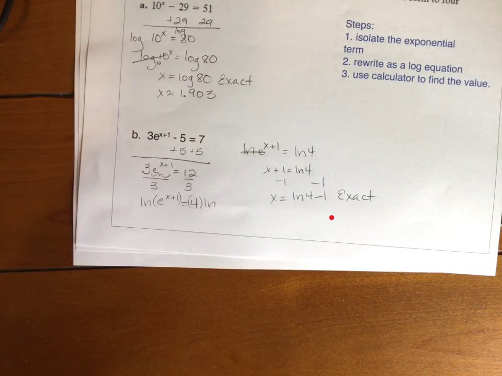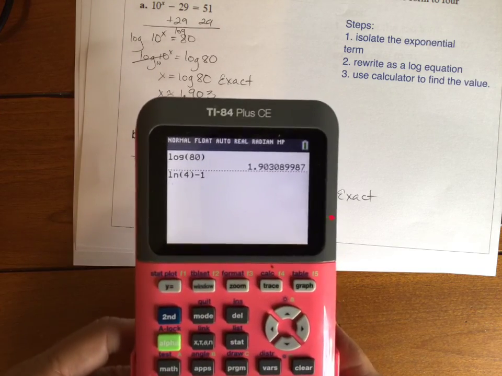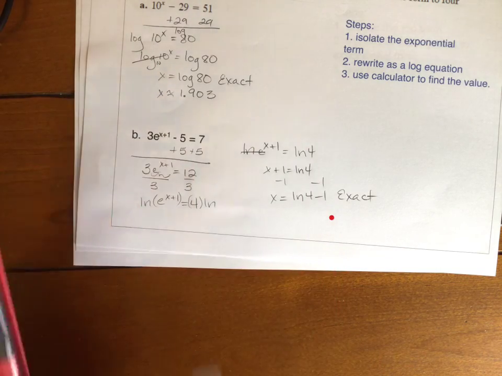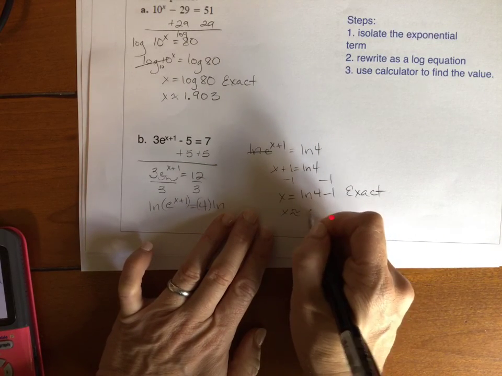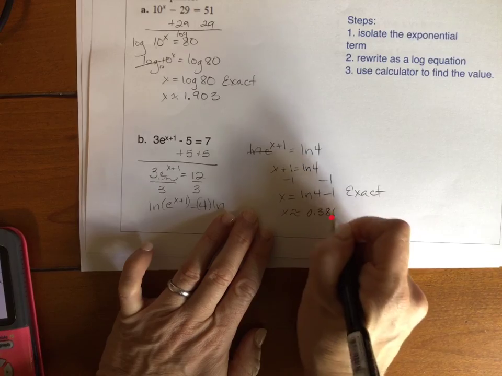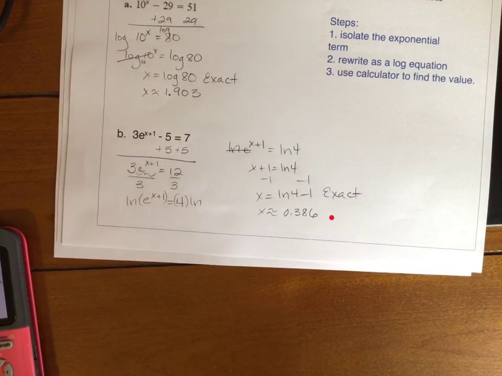If I put that in my calculator, if I take the natural log of 4 and then minus 1, so put it in like that, then I get my approximate answer is 0.386. All right.